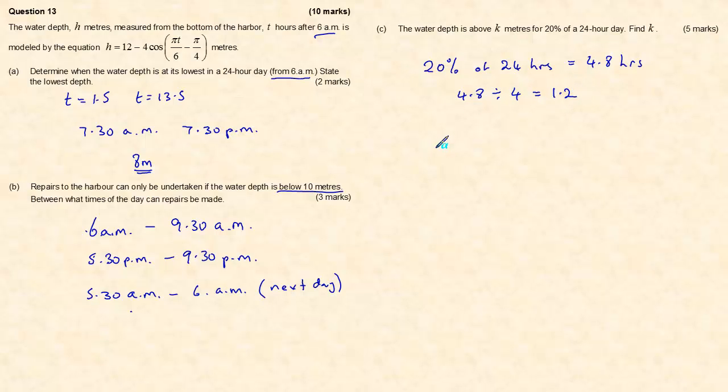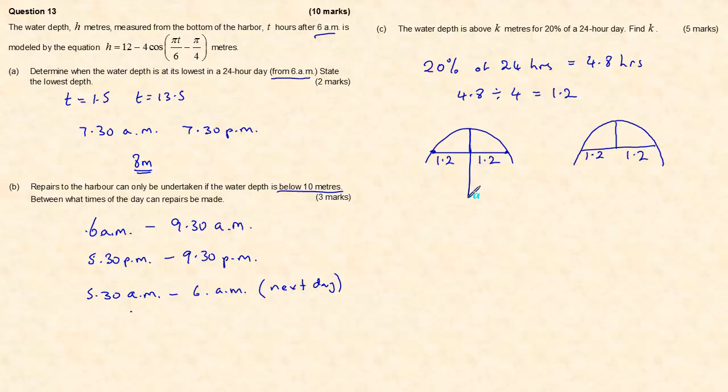Now, why have I divided that by 4? There were 2 maxima in the day. So, by symmetry, what we have is 1.2 hours here, 1.2 hours here, 1.2 hours here, and 1.2 hours here.